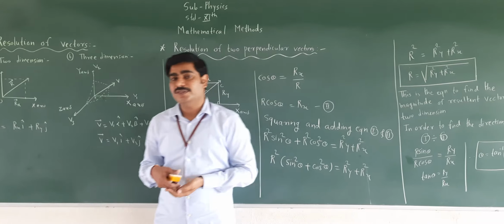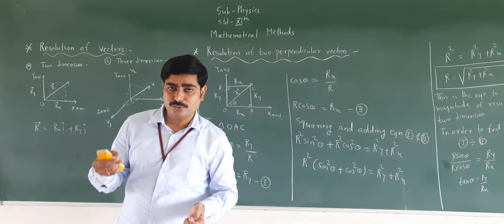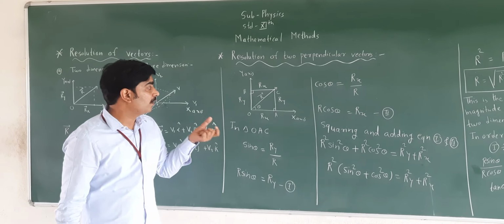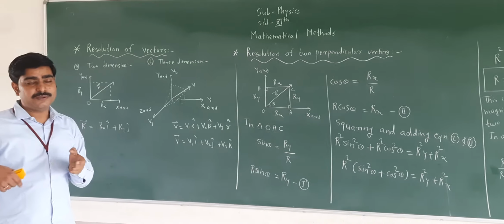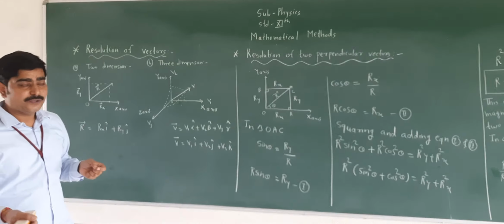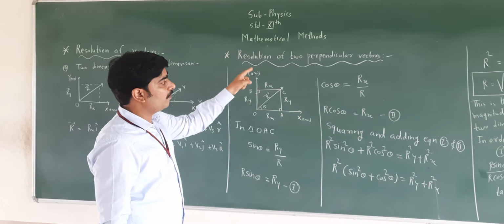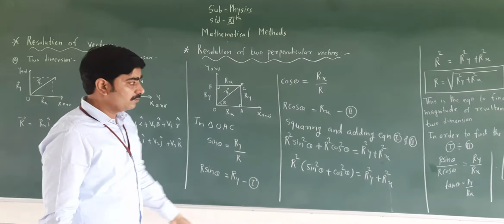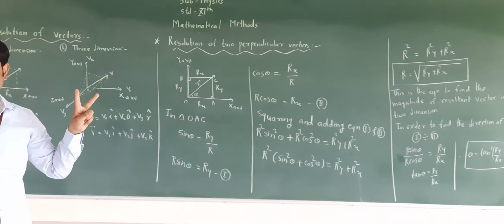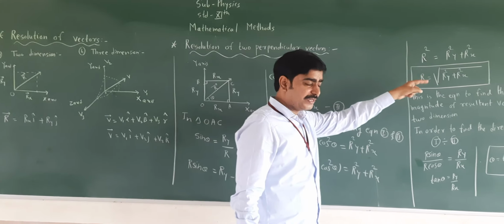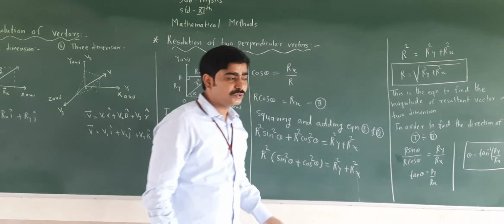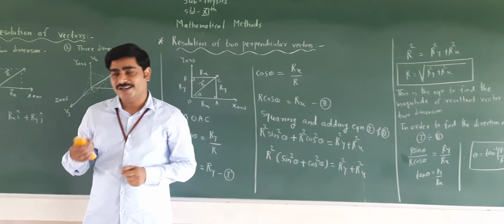So friends, during the examination the question may be asked for 2 or 3 marks. Define the resolution of vectors, or the question may be asked: obtain an equation to find the resolution of two perpendicular vectors. So friends, remember here we have derived two equations: R is equal to root Ry square plus Rx square, and second, theta is equal to tan inverse Ry by Rx.